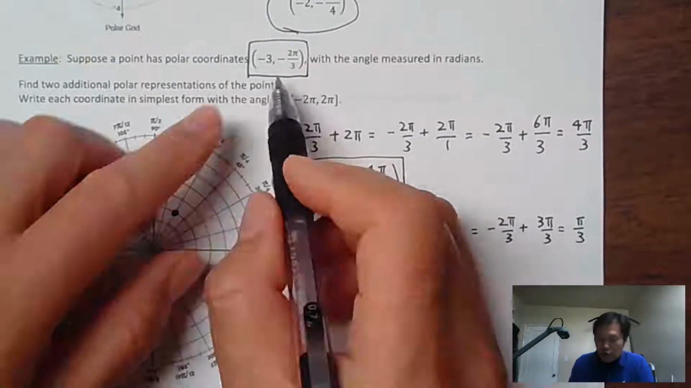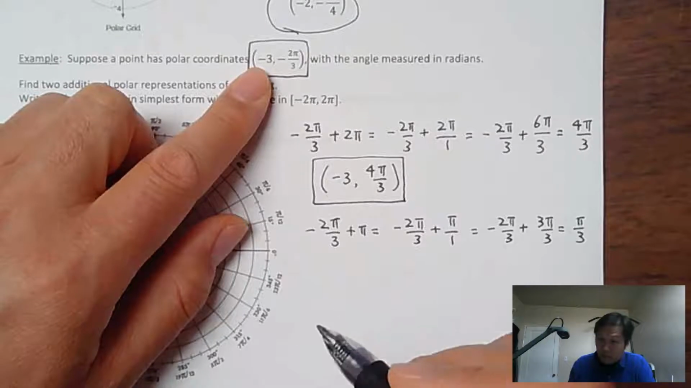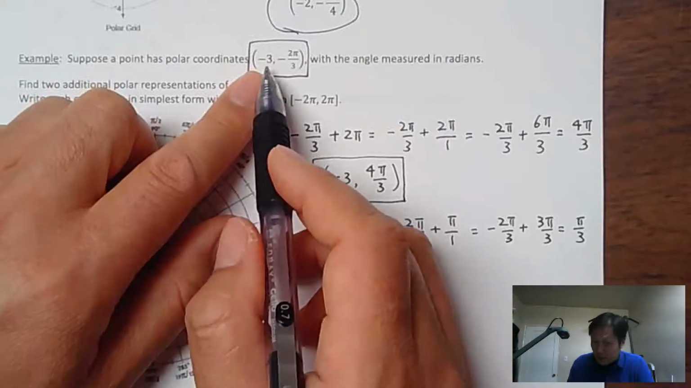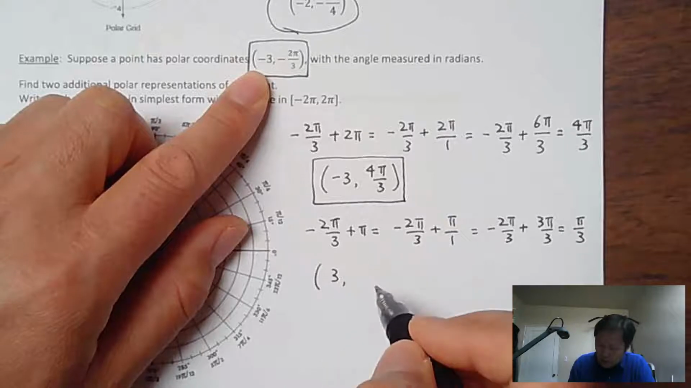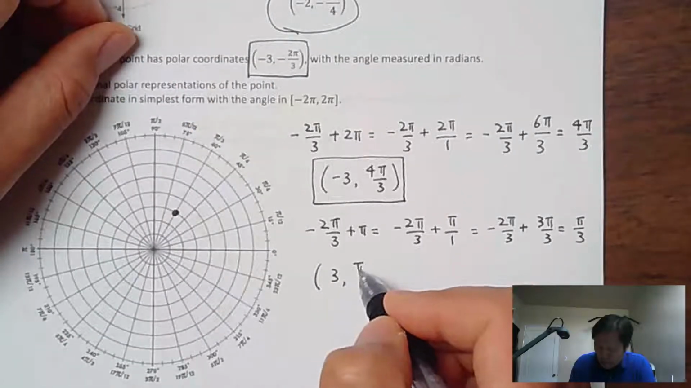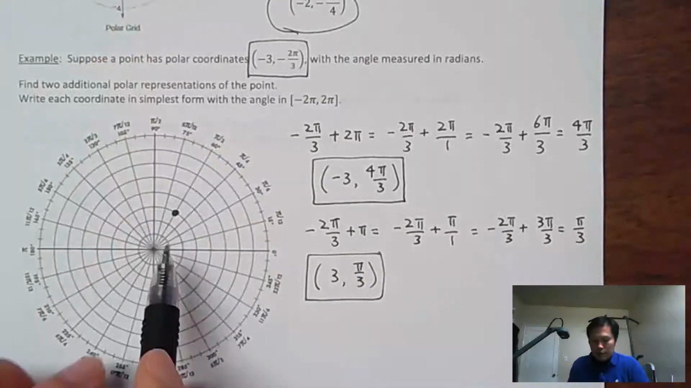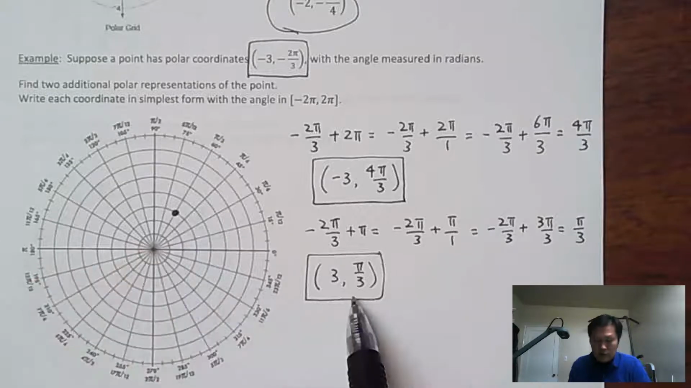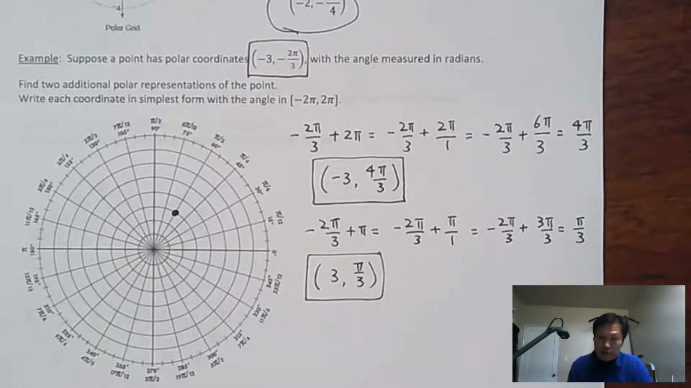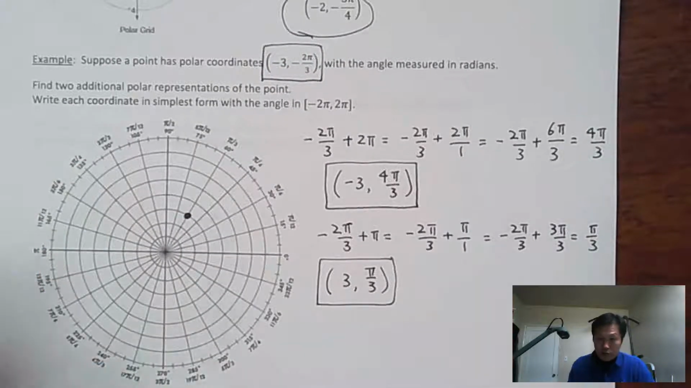Opposite direction. So your radius should be the different sign of minus 3. So it should be 3 comma pi over 3. So if you look at it, pi over 3 is pointing this way and the radius is 3. So that's exactly the same representation as this. Okay, we ask you to do 2 additional. 1 and 2, you're done.